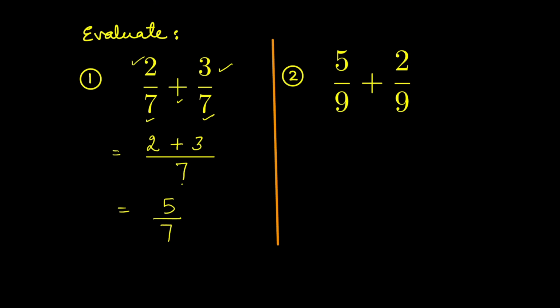Now the second example, in which again we have the same denominator, 9. What will we write here? The first step is to write the same denominator, 9. After that, what is the first numerator? Write that, 5. What is the sign after that? It is plus. Then the second number is 2, so write that. And the numerator is 5 plus 2, which is 7. So we get 7 over 9 as the answer.